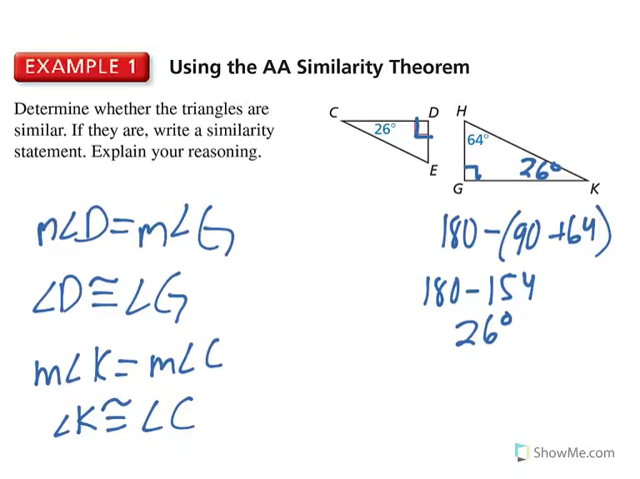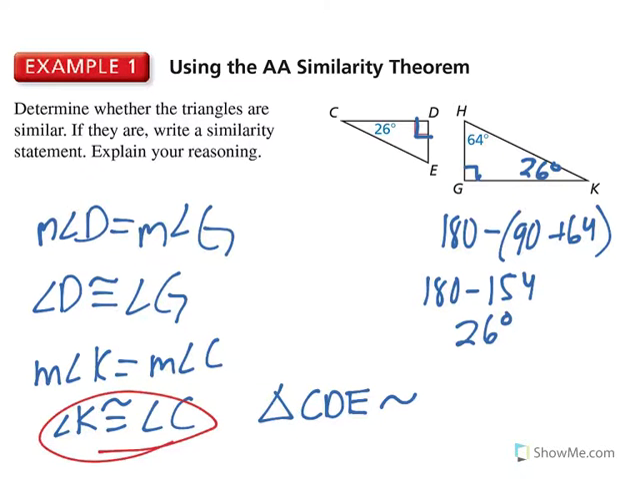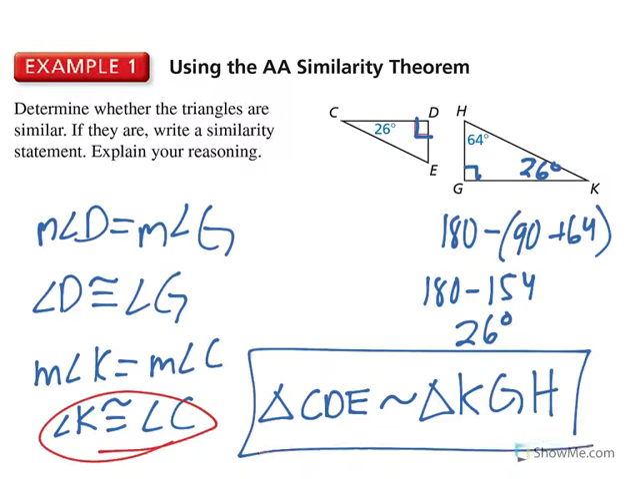And the biggest thing to state here whenever we're showing that they're similar is that we need to be sure that you line up the same angles in the right order. So let's say we do this one as CDE. C we said was congruent with K in this statement. So if C was my first one, then K has to be the first letter of my other triangle. D's in the middle, and D we said is congruent with G, so G has to be in the middle. And then E has to be the same as H. So this would be my similarity statement because of the angle-angle similarity theorem: triangle CDE is similar to triangle KGH.